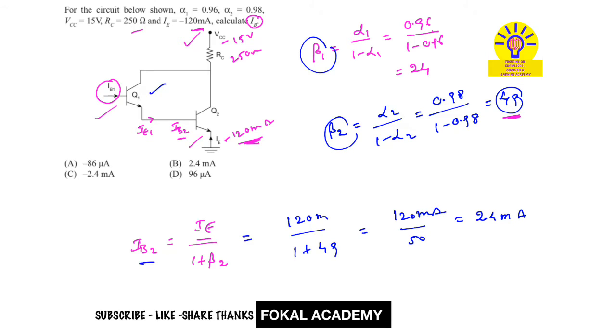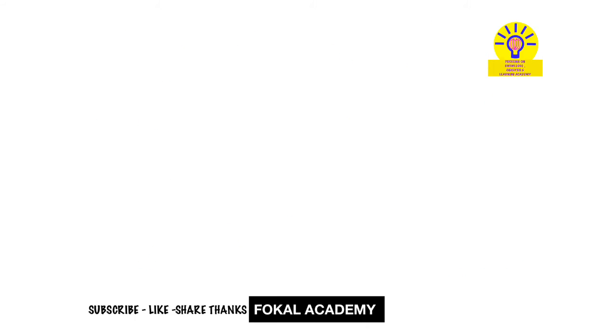So we know that IB2 is nothing but emitter current 1. So IB2 is equal to IE1, so we got IE1 equal to 2.4 milliamperes. Now use the same formula for finding the IB1 value. Here IE1 is 2.4 milliamperes we got. Now we know the relation, that is IB1 equal to IE1 divided by 1 plus beta 1.